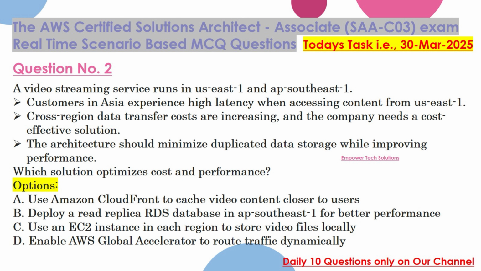Options: A. Use Amazon CloudFront to cache video content closer to users. B. Deploy a read replica RDS database in AP Southeast 1 for better performance. C. Use an EC2 instance in each region to store video files locally. D. Enable AWS Global Accelerator to route traffic dynamically.